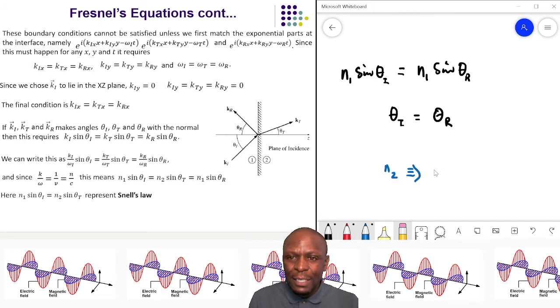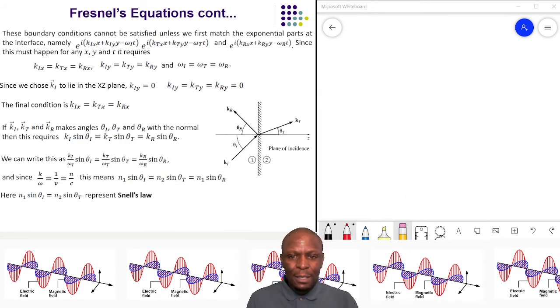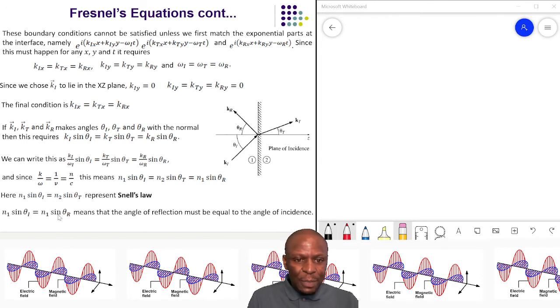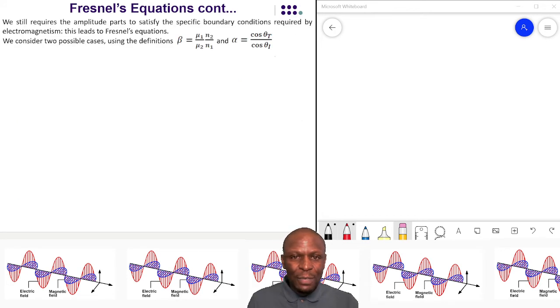In medium two, we only have the transmitted waves. Good. I hope it is clear. Right. Now, this is what I was just saying. For this to be equal to this, it means that the angle of reflection must be equal to the angle of incident. Now, we still require the amplitude to satisfy the specific conditions required by the electromagnetic wave.